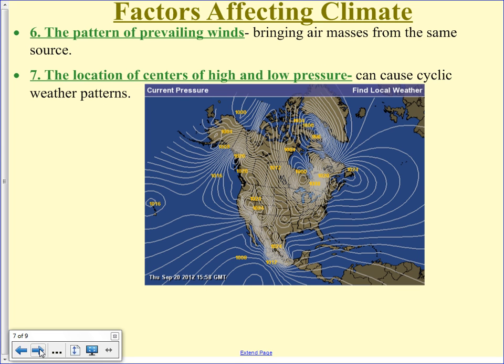Okay, patterns of prevailing winds. Do we have prevailing winds here? Prevailingly they come from which direction? Southwest, west, somewhere in there. Okay, typically that's where it comes from.